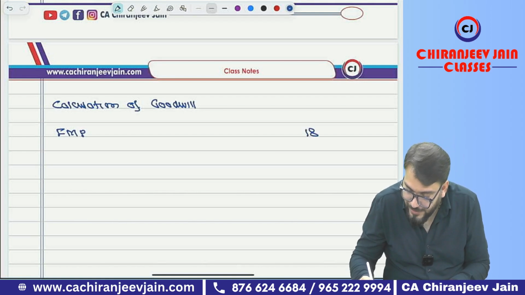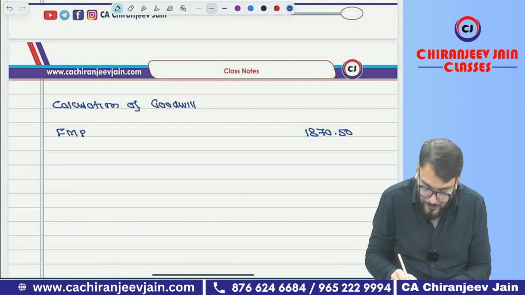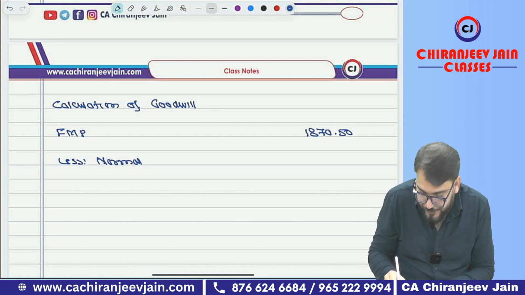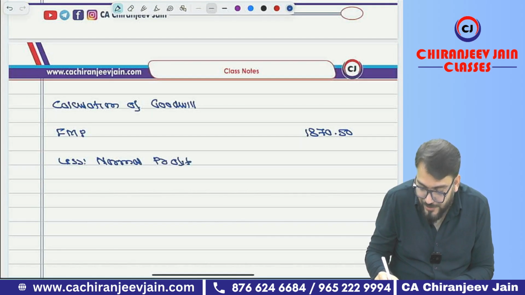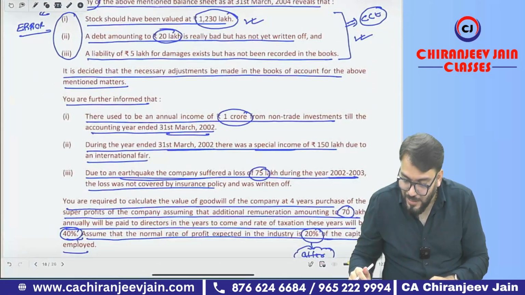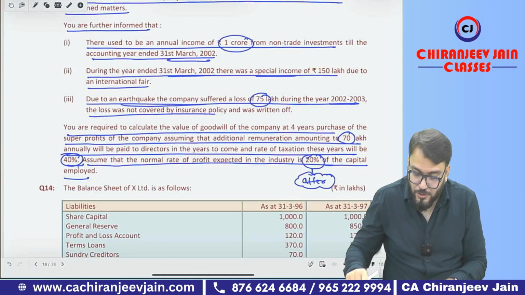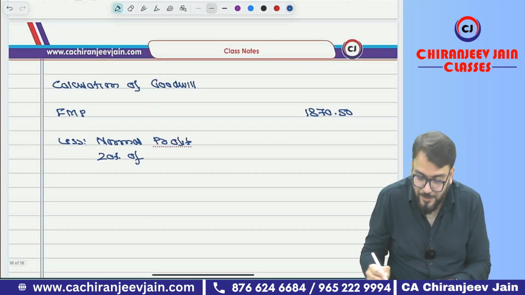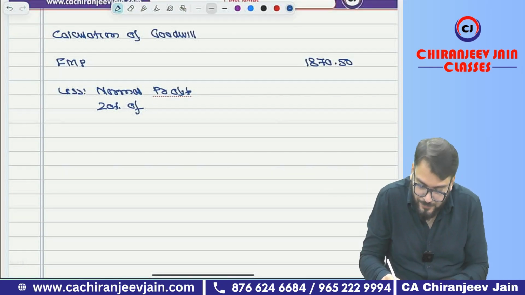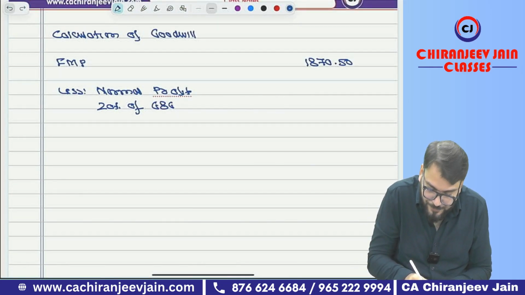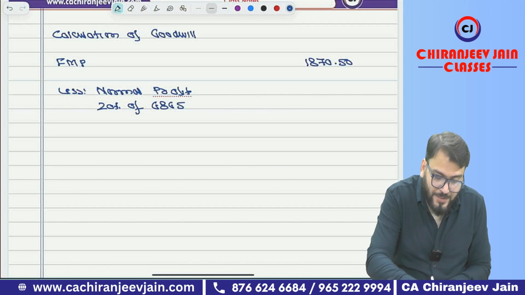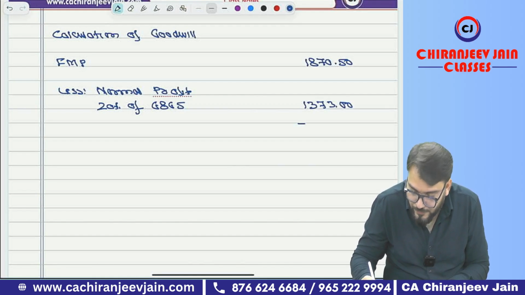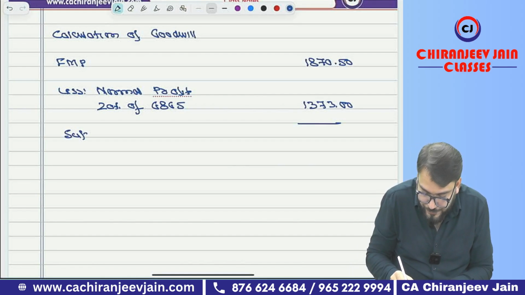What is your FMP? It is 1870.50. From this deduct normal profit. So your NRR is given as how much? Check. So NRR is given at the end as 20%. We'll calculate 20% of average capital employed. What is your average capital employed? 6865. So 20% is coming 1373.00. What is your super profit?